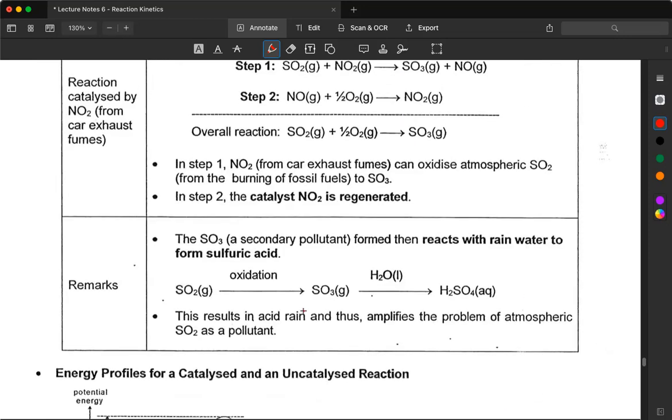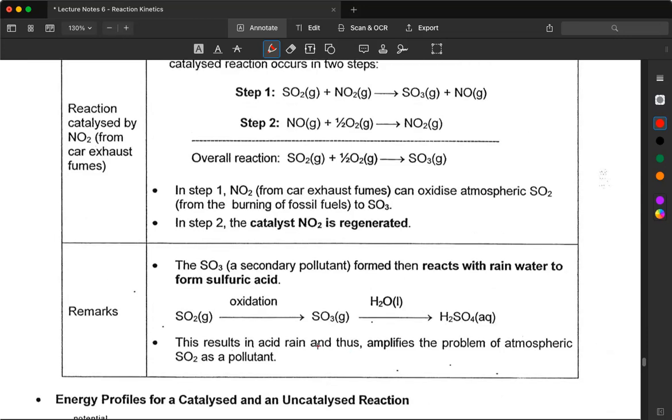And SO3 continues to be formed, and then it will react with water to form your sulfuric acid. Therefore, if you have NO2 and SO2, it's very, very bad, because NO2 will be a catalyst for the oxidation of SO2, which will form acid rain.